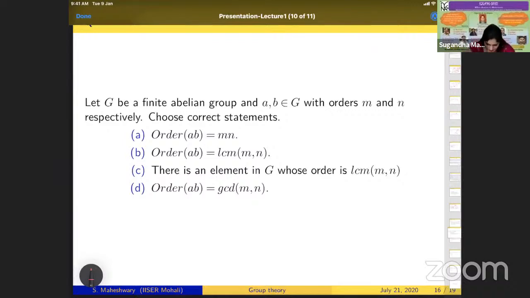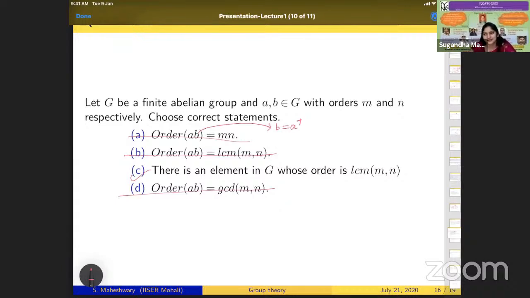Right, I get this answer from Shraban Das, and that's absolutely correct, where you just pick B to be A inverse. So you have elements of order M and M each, right? A and A inverse do have the same order, but if you look at the product, that is simply the identity, which is order 1. So this is false, and of course this is also false. So you're just left with one option, which is C, and you have this answer.